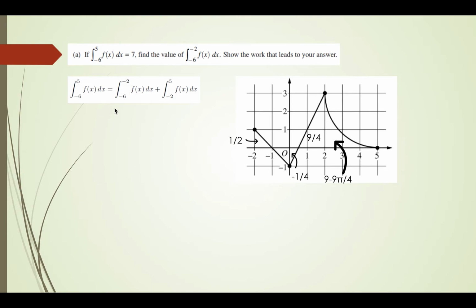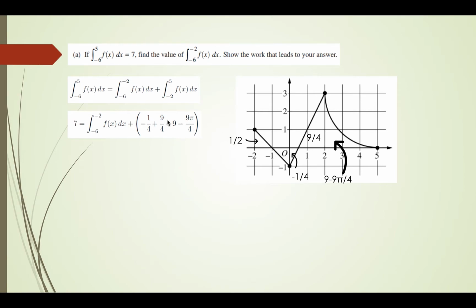All right, so once I've taken the big integral here and broken it up into two pieces, I'm going to substitute. So I know the integral from -6 to 5 is 7, because they gave us that in part A. And that's going to be equal to the integral from -6 to -2, which is the thing they want me to find, plus the integral from -2 to 5, which I can get using these areas that we've shown.